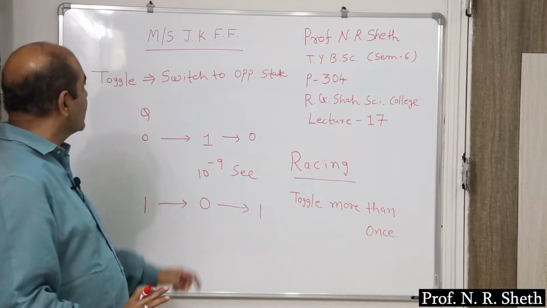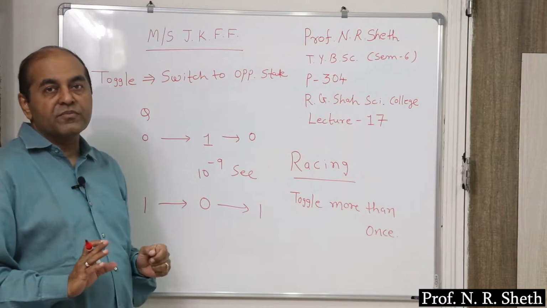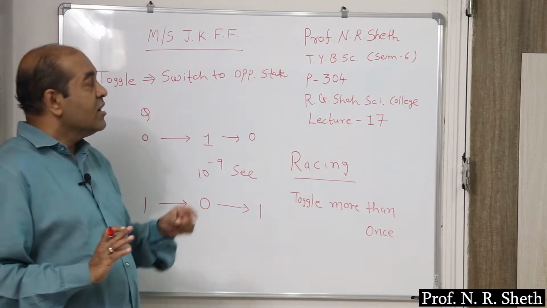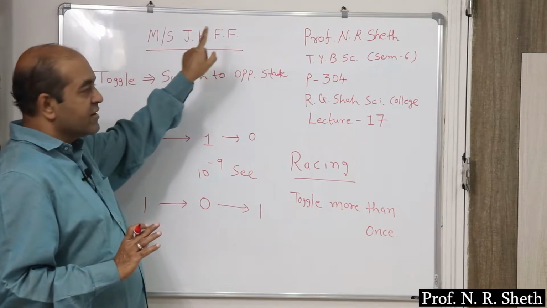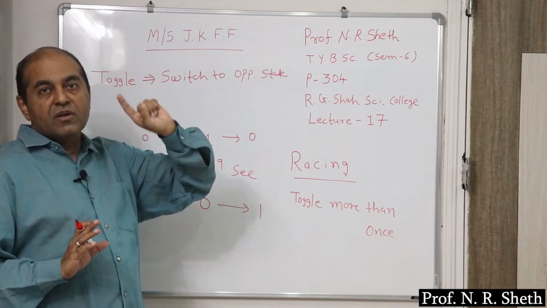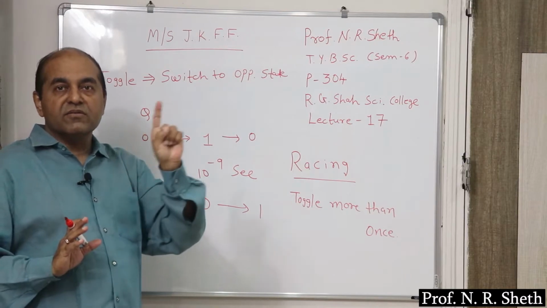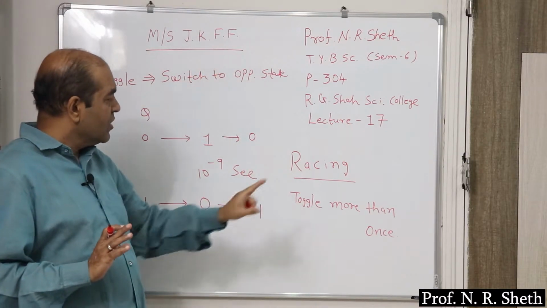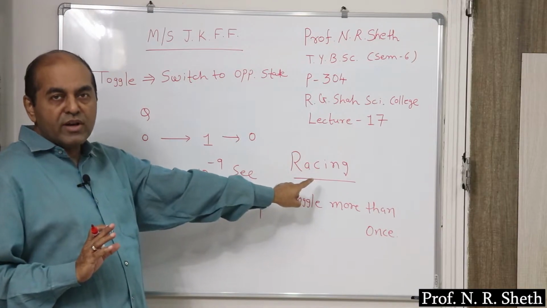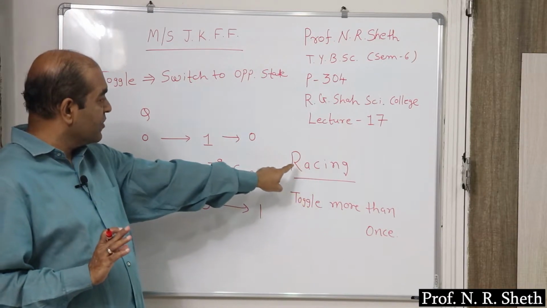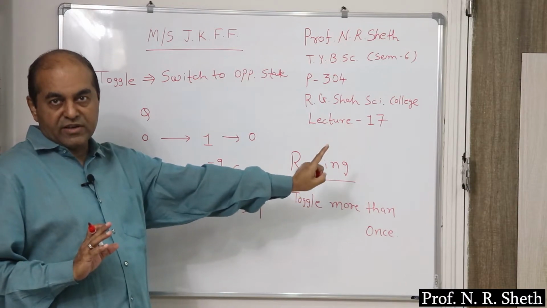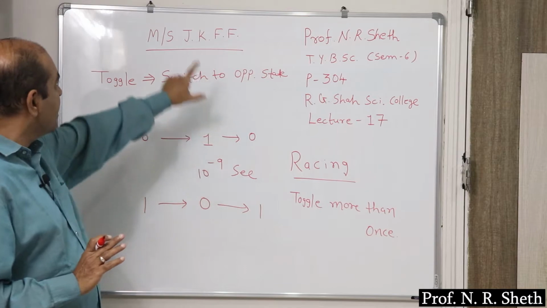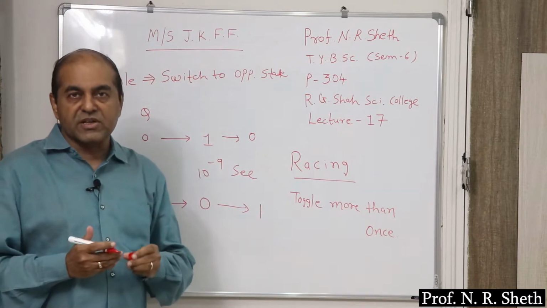and very easily we can eliminate this problem with the help of MS-JK flip-flop, master-slave JK flip-flop. With the help of MS-JK, we can eliminate the only disadvantage of JK flip-flop, that is racing. So in today's lecture, in the first part, I am going to discuss MS-JK flip-flop.